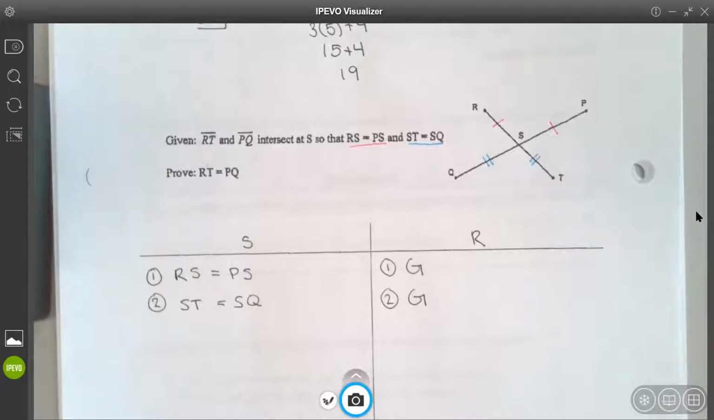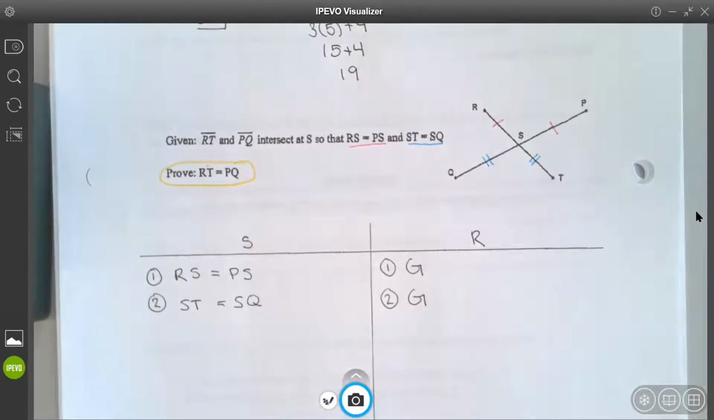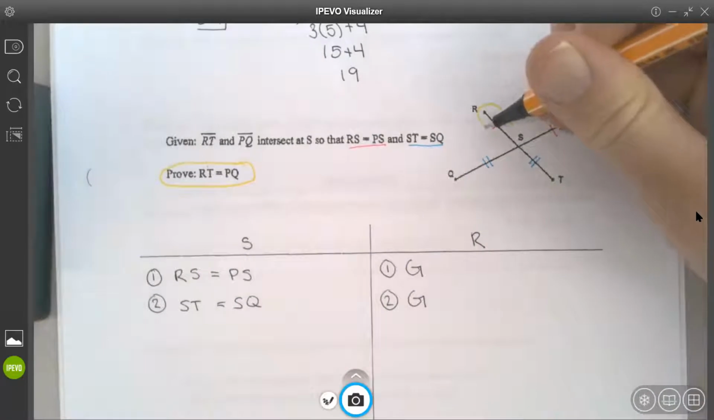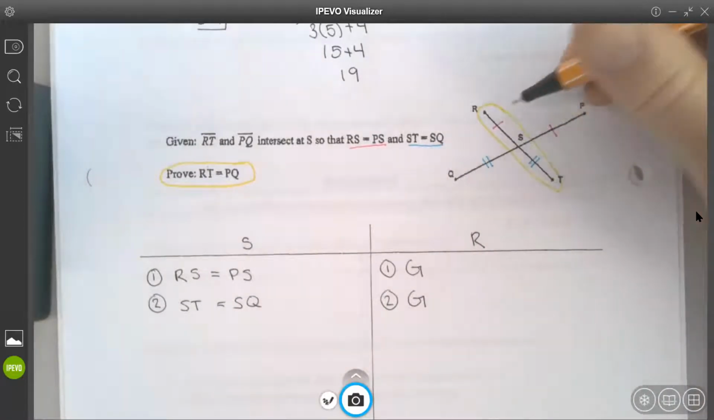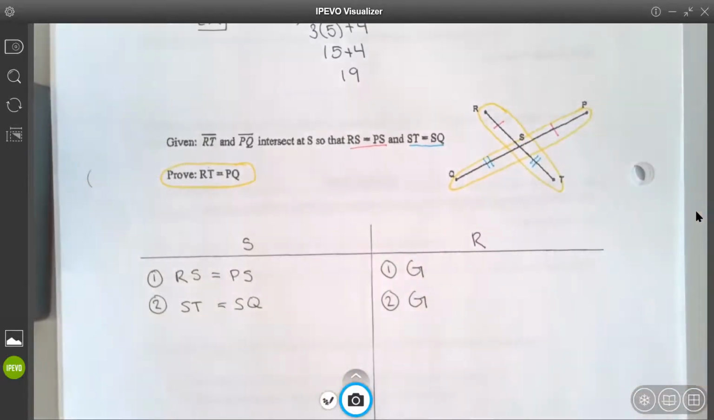Now, before I move on, I can't just start writing random things down and hope I get to where I need to get to. I need to focus in on what it's asking me to prove. So what it's asking me to prove is that if this is true, then this full segment RT is equal to this full segment PQ. That's what it wants me to prove somehow. Based on how we marked it, do you think that that's true?